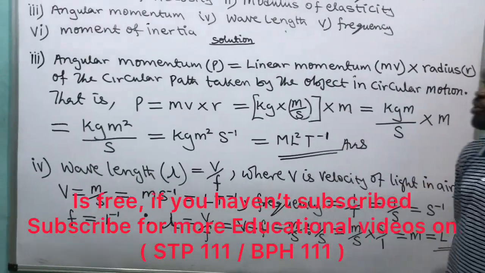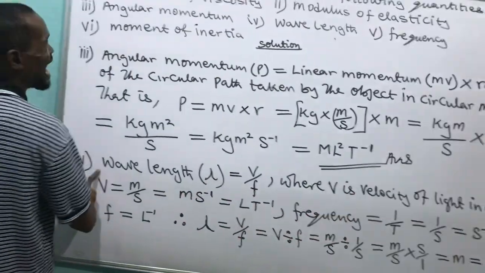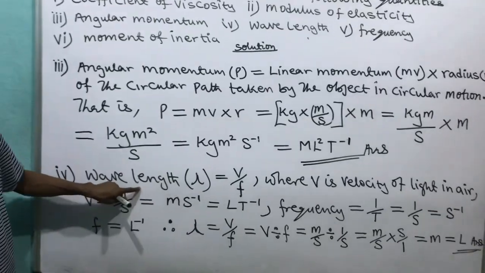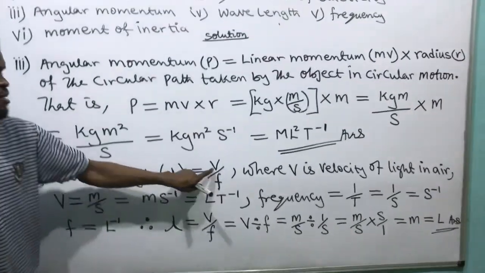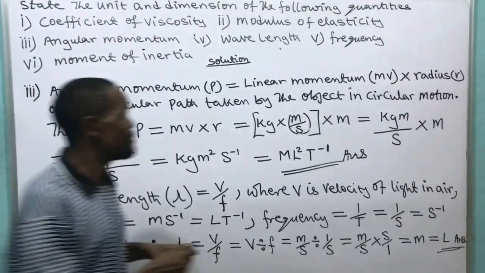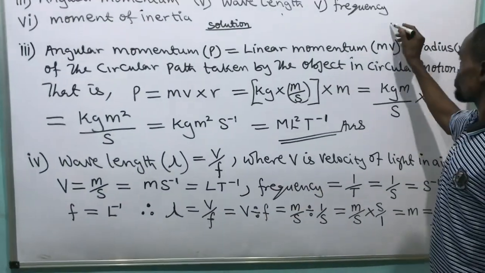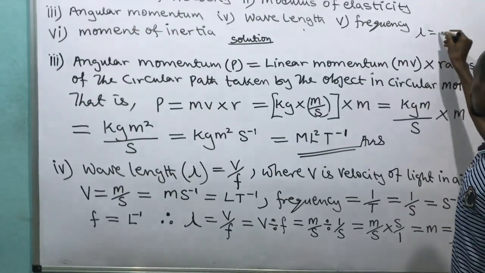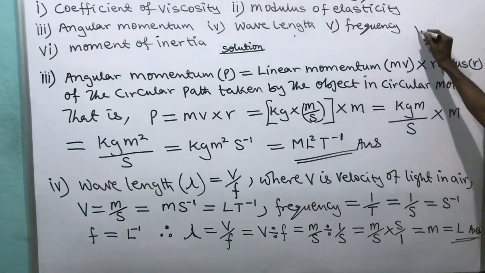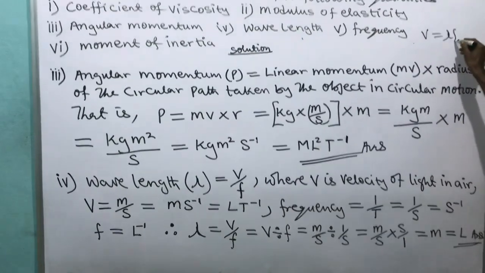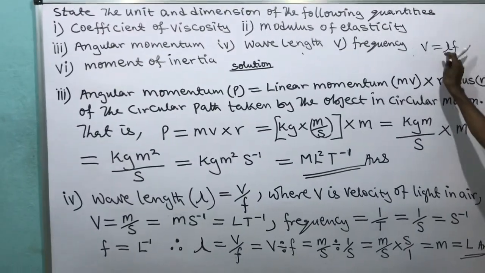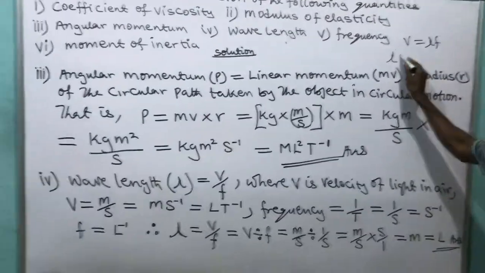Angular momentum. We now go to question number IV, which is wavelength. Wavelength is given as velocity, speed of light, over frequency. You remember that lambda equals F times... we know that speed of light equals lambda times frequency. Therefore, lambda is called wavelength.